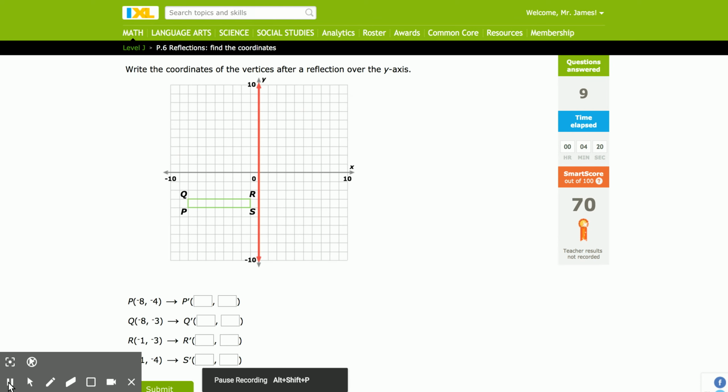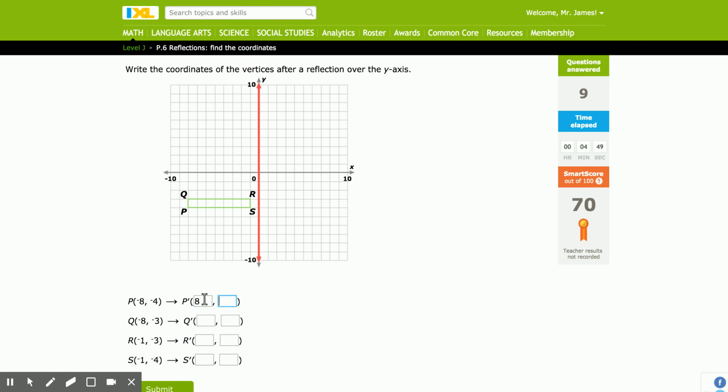Okay, so finally we're looking at a shape rather than just points. So we've got PQRS, this rectangle here, and it's being reflected across this vertical line, the y-axis. And that means that, let's start with P. P is currently at -8, -4. Where it's going to be is +8, -4, when I do the reflection there.